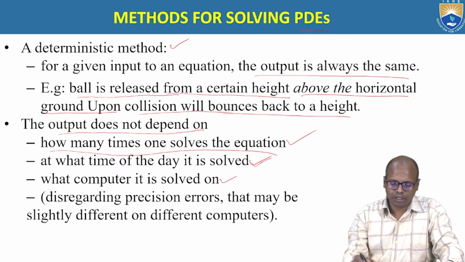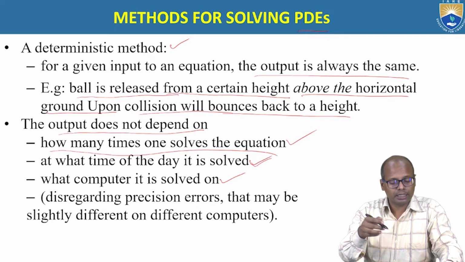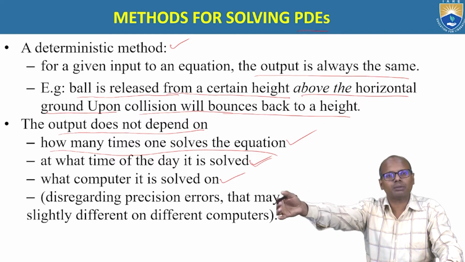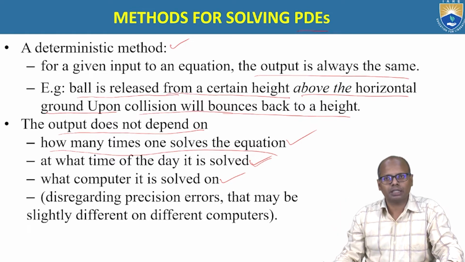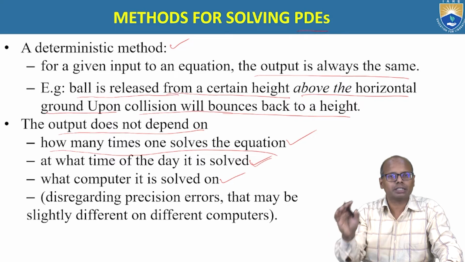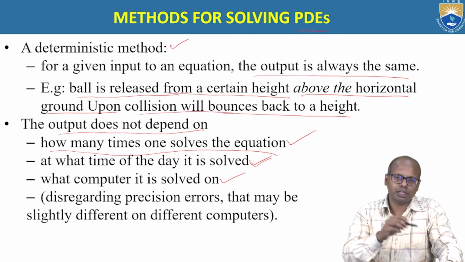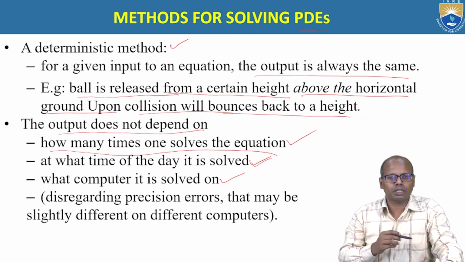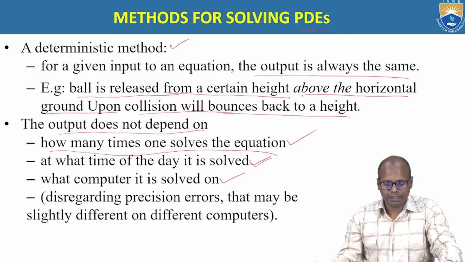And what is the computer on which it is solved? Here it is said computer, so I can say the person. I may drop it, you may drop it, another person may drop it from the same height. If released from the same height, in the same place, there is no chance of the height changing. I am releasing the same ball from the same height, but the person is different. And here the problem is the same, but it is solved on different computers. Any computer is going to give the same answer. So that is a deterministic method.